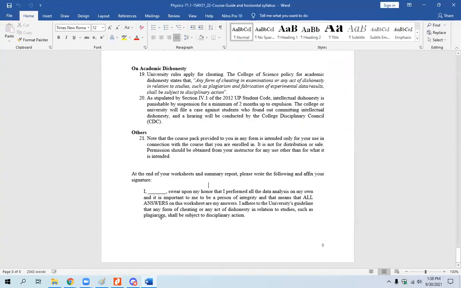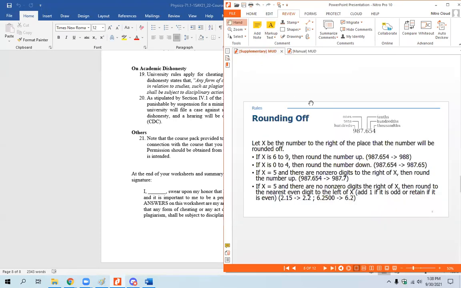Teka, share ulit. 0.52. Kasi we want to round up. Ito na yung rule niya sa rounding off. If x, the last digit that you want to round off, is 5 and there are non-zero digits, so you just round it up. So ayun, this is just following the standard round off rules. So correct me if I'm wrong kung mali ang ano ko dito.